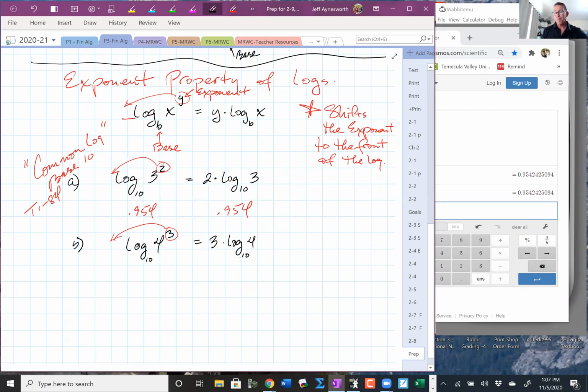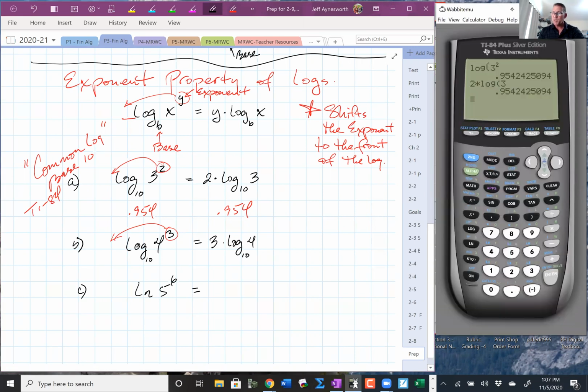All right, good job. Let's play around with that one more time. Sometimes we deal with the natural log, so sometimes you end up with something like this. The way you say this is the natural log of 5 to the 6th power. Elijah, can you take this one? Not asking any calculator work here. Just rewrite it using the exponent property.